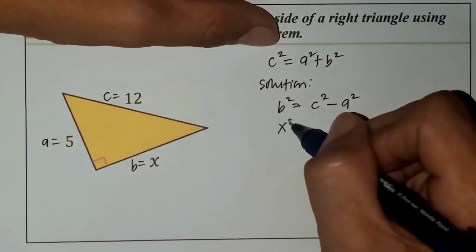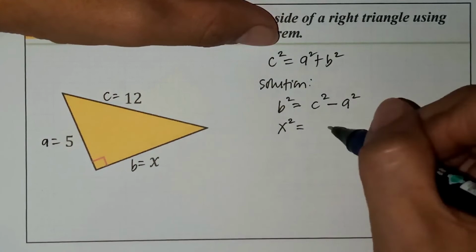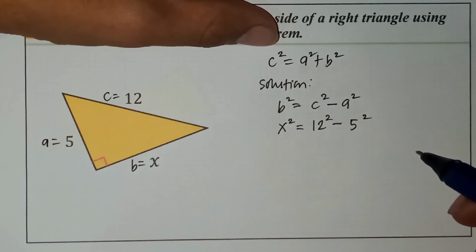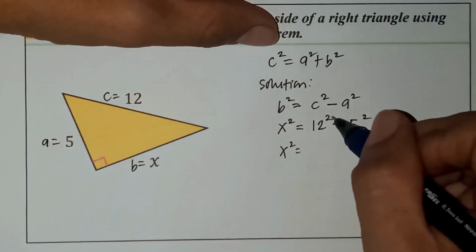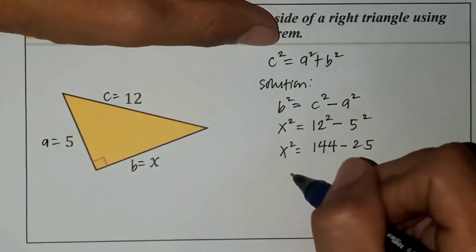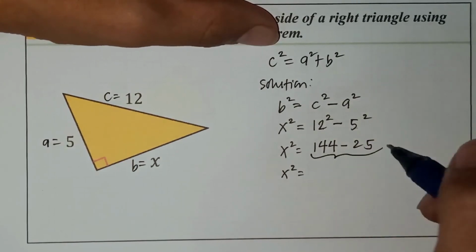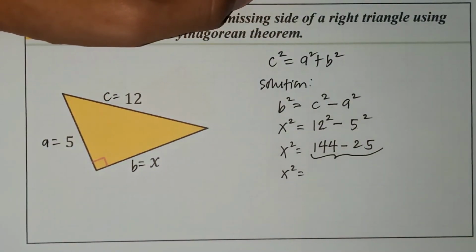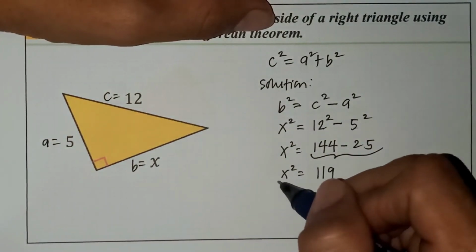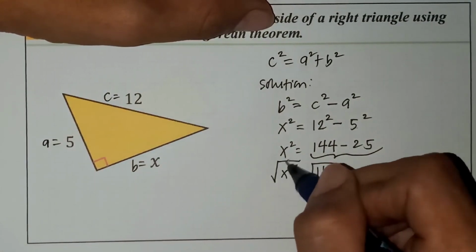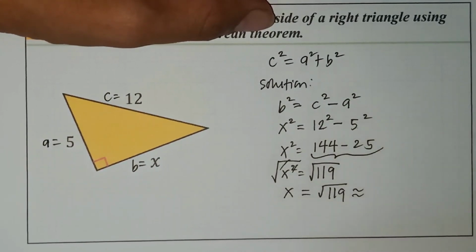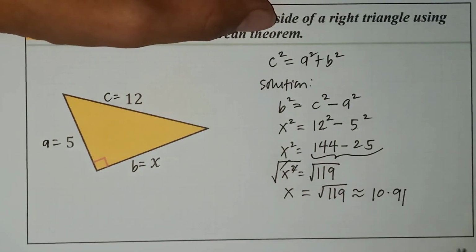B here is X. X squared is equal to C, 12 squared, minus A, 5 squared. The next step is 12 squared is 144 and 5 squared is 25. So X squared is equal to the difference of 144 and 25, which is 119. Getting the square root of both sides, X is the square root of 119, which is similar to 10.91. That's it.